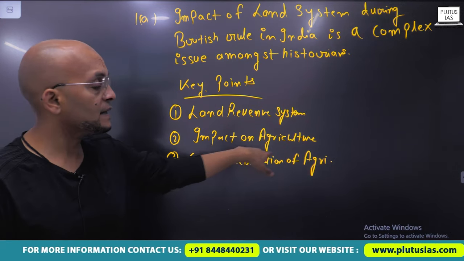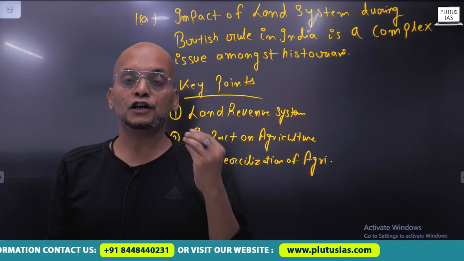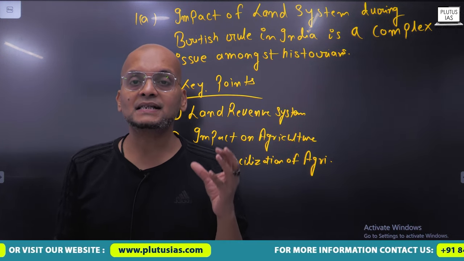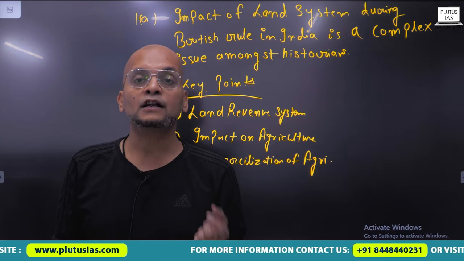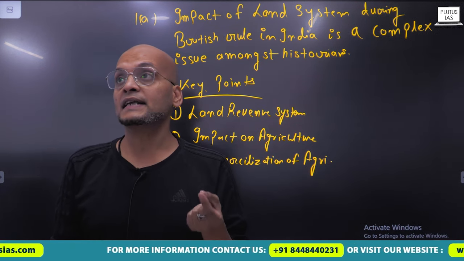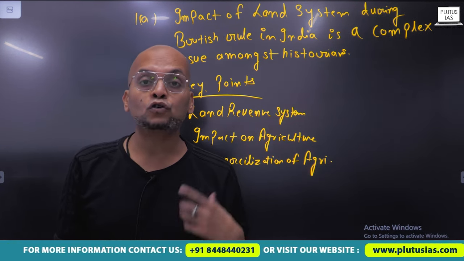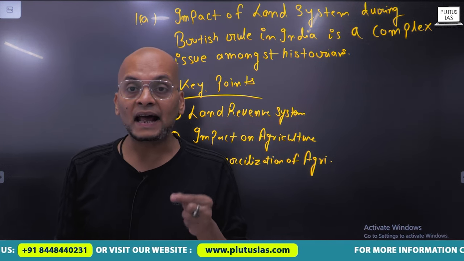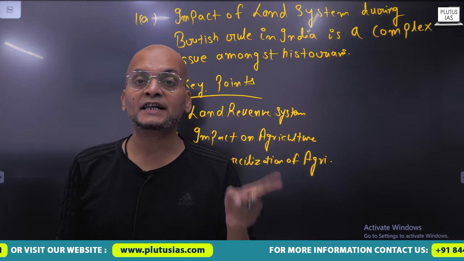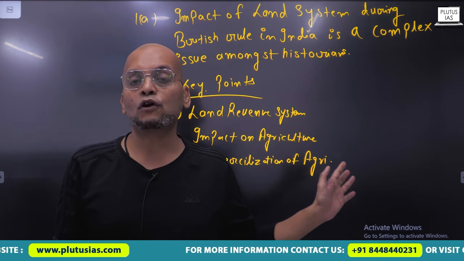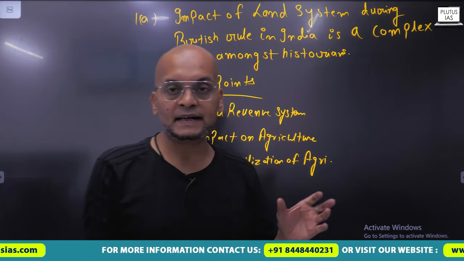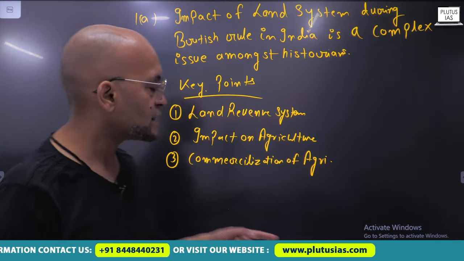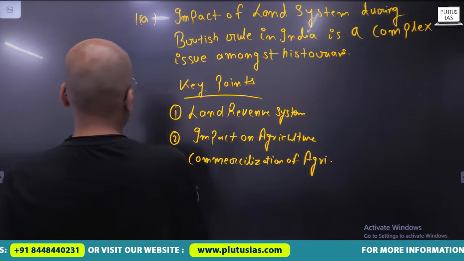For example, in commercialization of agriculture, you could write that the Britishers were using India as a supplier of raw material. They encouraged the production of goods which served as raw material for British industries. They propagated the production of commercial crops. That's what commercialization of agriculture means.